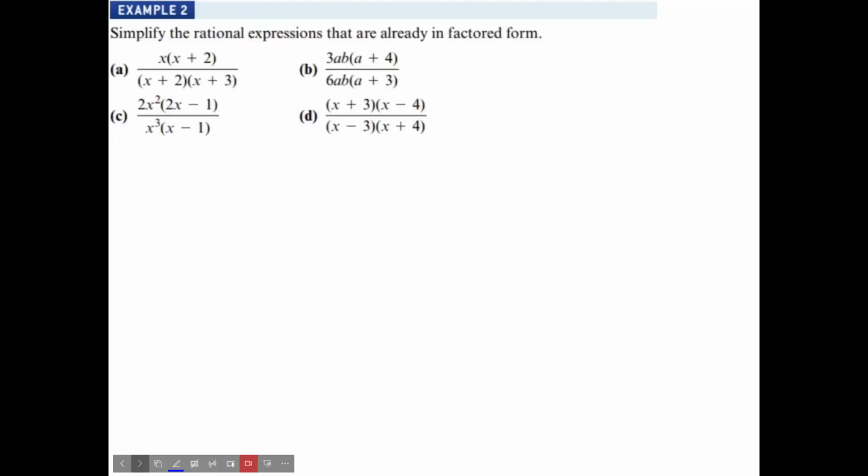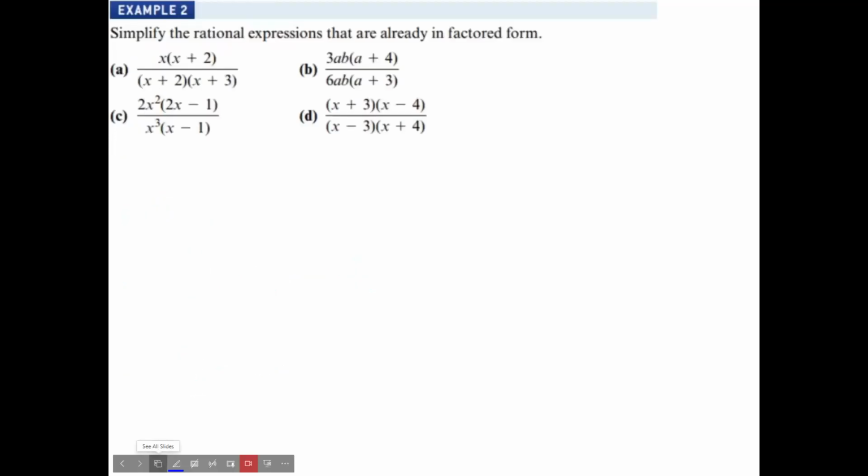Okay, 3, 12a cubed b over 4ab. So 4ab disappears here. I have 3a squared. Good? Okay.